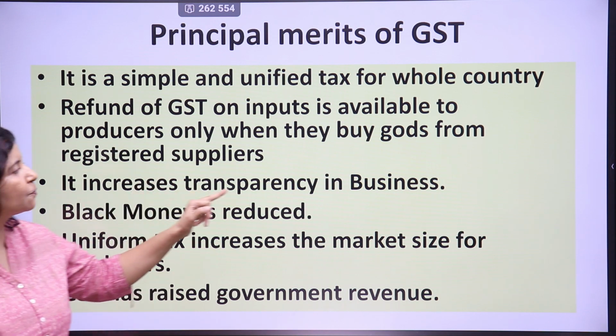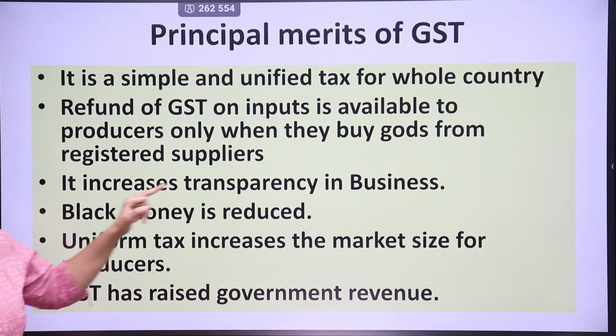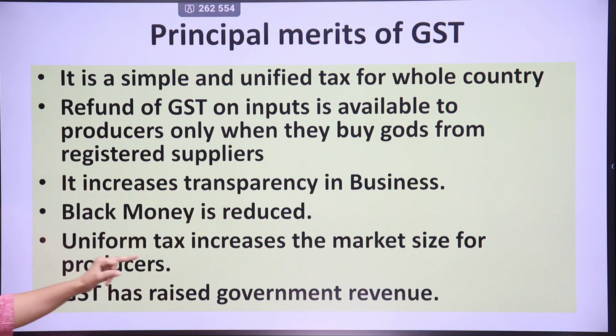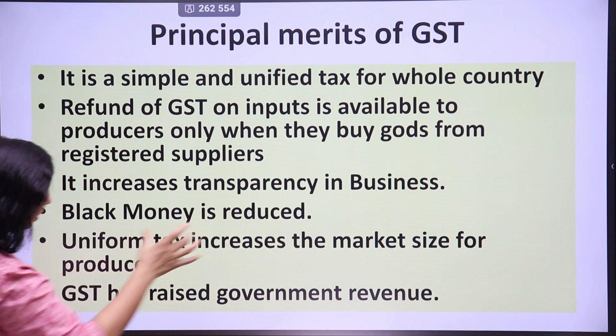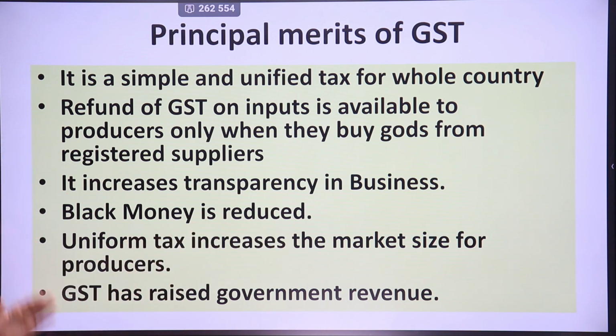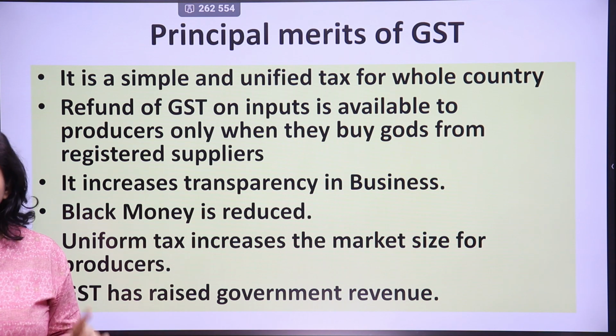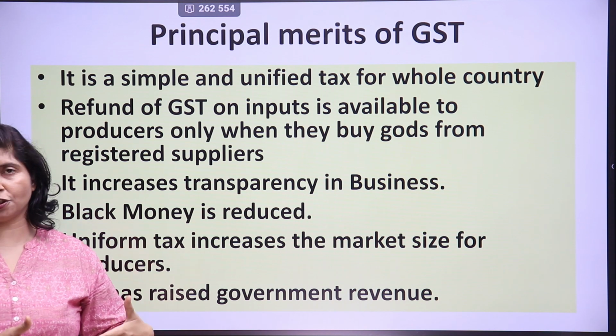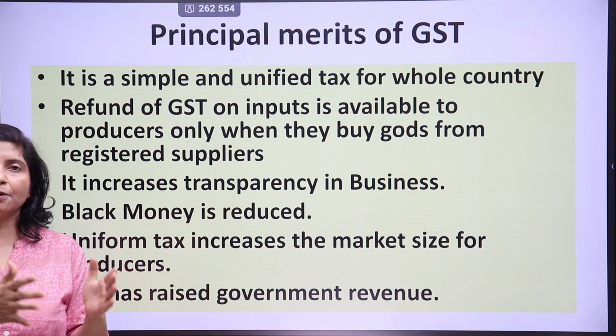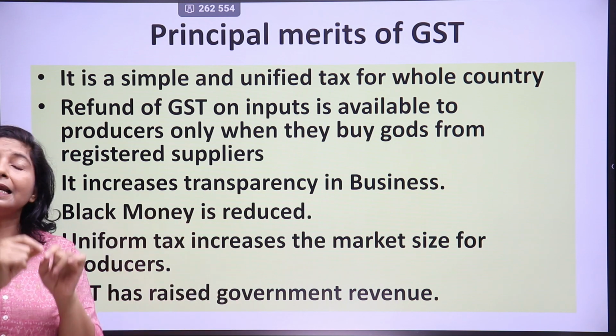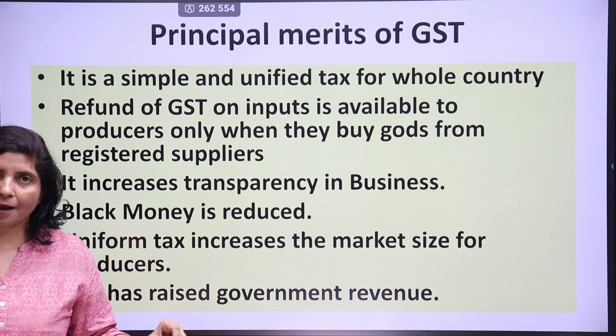It increases transparency in business, black market is reduced, uniform tax increases the market size for producers, GST has raised government revenue. These two are very important. Uniform tax increases the market size of producers. Why? Because there is one nation and one rate of tax. That means if I am staying in Uttar Pradesh or in Delhi, if I am producing any commodity, then I can sell in any part of India.